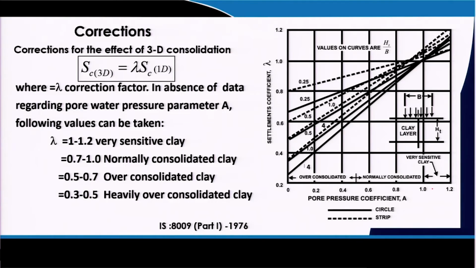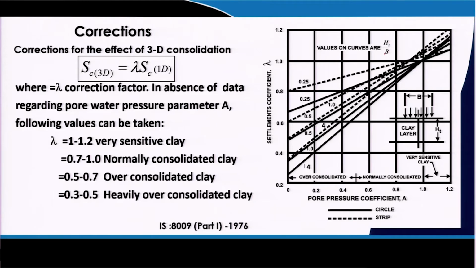This chart is in terms of the pore pressure parameter A. You know that there are two parameters, pore pressure parameters A and B. If A is 1 to 1.2, then it is very sensitive clay, 0.5 to 1 is normally consolidated clay, and 0 to 0.5 is over consolidated clay. I have discussed what is normally consolidated clay and what is over consolidated clay.